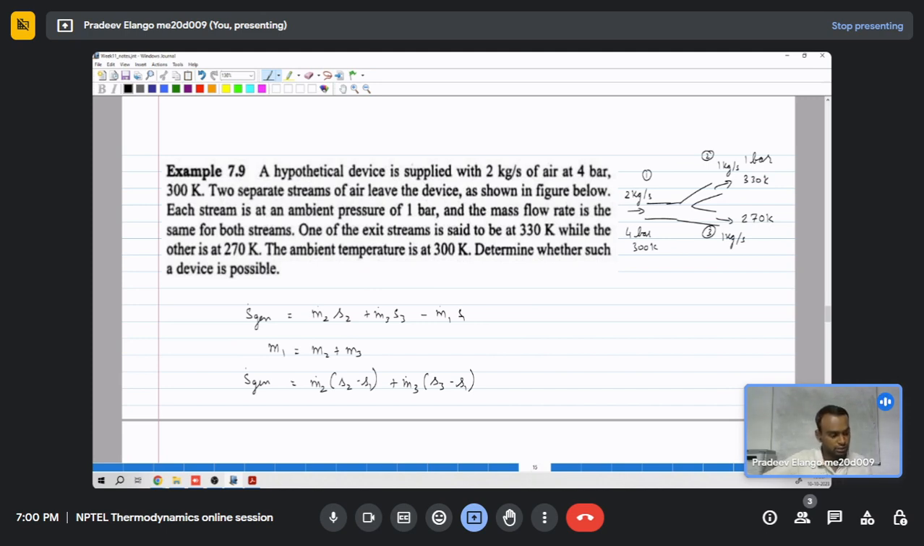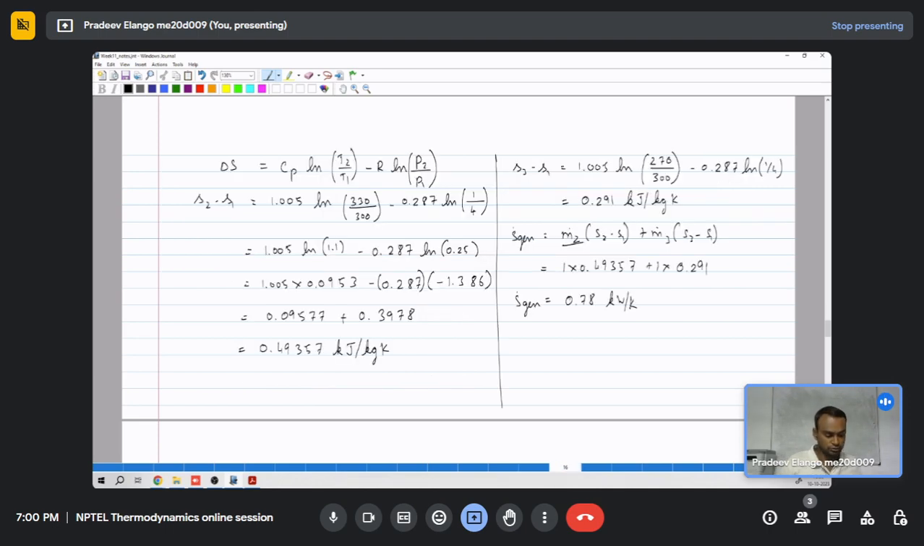So we can say that such a device is possible. A device wherein some mass of air at high pressure 4 bar and 300 Kelvin is taken in, and at the exit there are two exits, hot and cold. At hot exit the temperature is 330 and at cold exit it is 270 Kelvin. So you can see, based on the second law of thermodynamics using the entropy principles, we have found such a device possible.